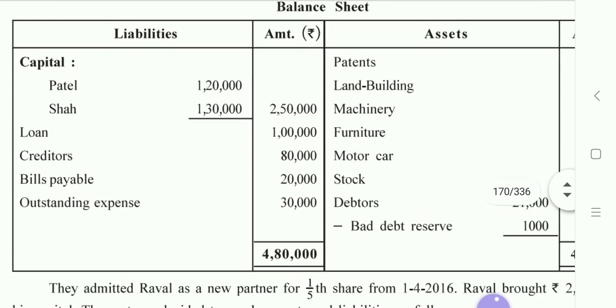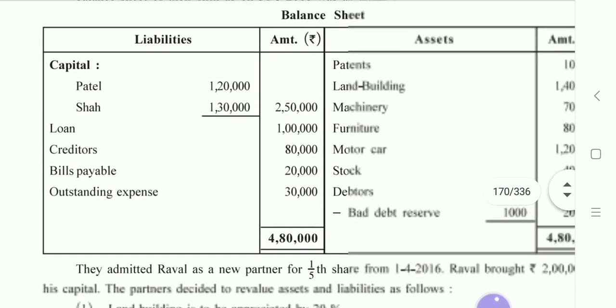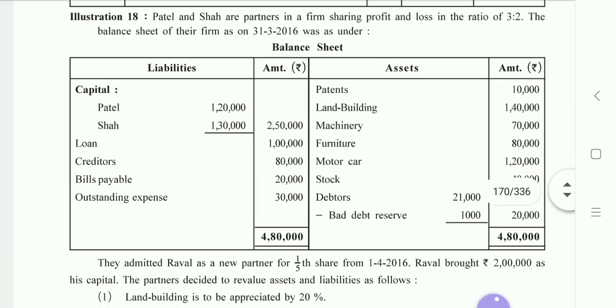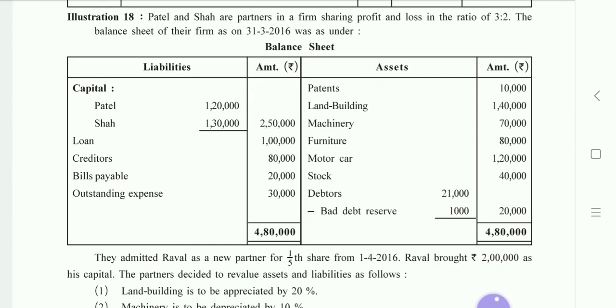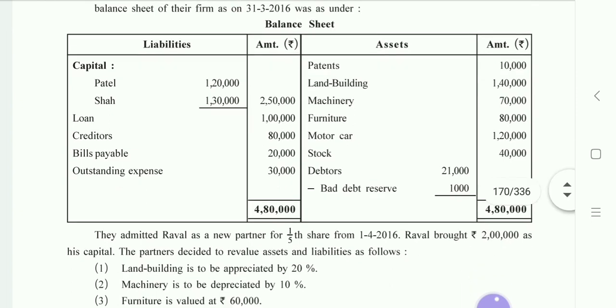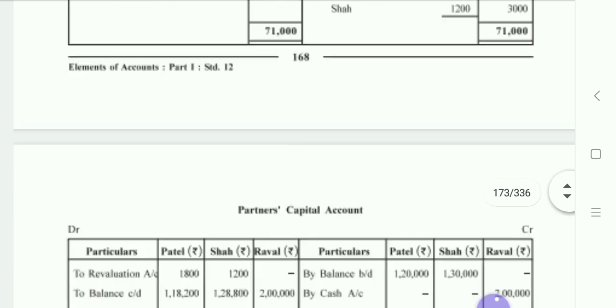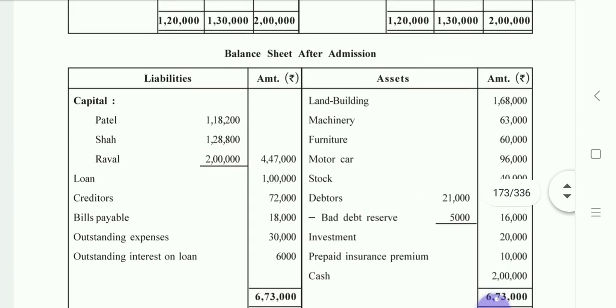Here it is capital, then we have loan, creditors, I mean all the liabilities that you have written in the new balance sheet also. Fine. So this is how your new balance sheet should be. So finally now the total of the balance sheet.